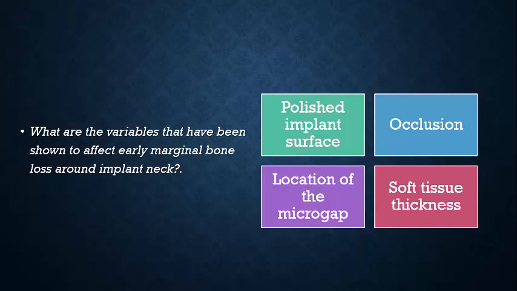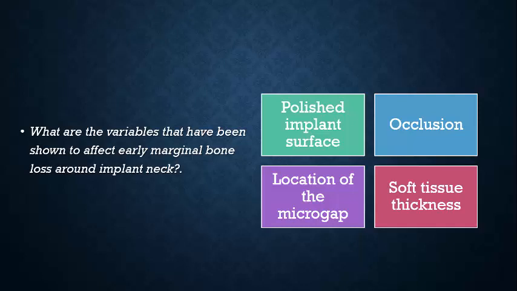Also, we have the polished implant surface. As we know, some implant companies come with a polished or smooth surface neck, which is what we call the soft tissue level implant. And when we place this implant, we don't want to have the smooth surface be placed subcrestally, because we will see by the time also bone loss around this polished surface.